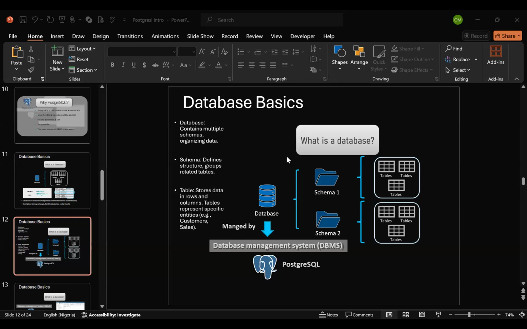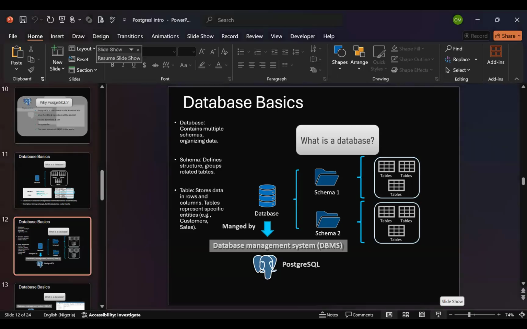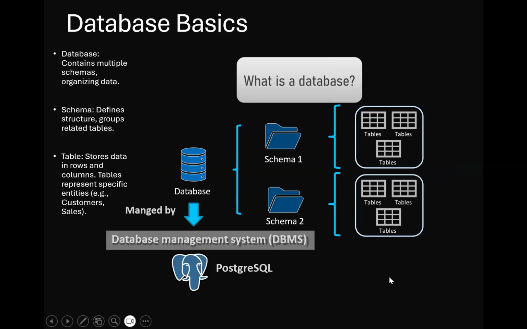So I don't know if you can see this diagram here. I think it explains it. A database can have multiple schemas. Schemas define the structure and groups of tables that are related. So, the schema, you can see the diagram here. It looks like a folder.